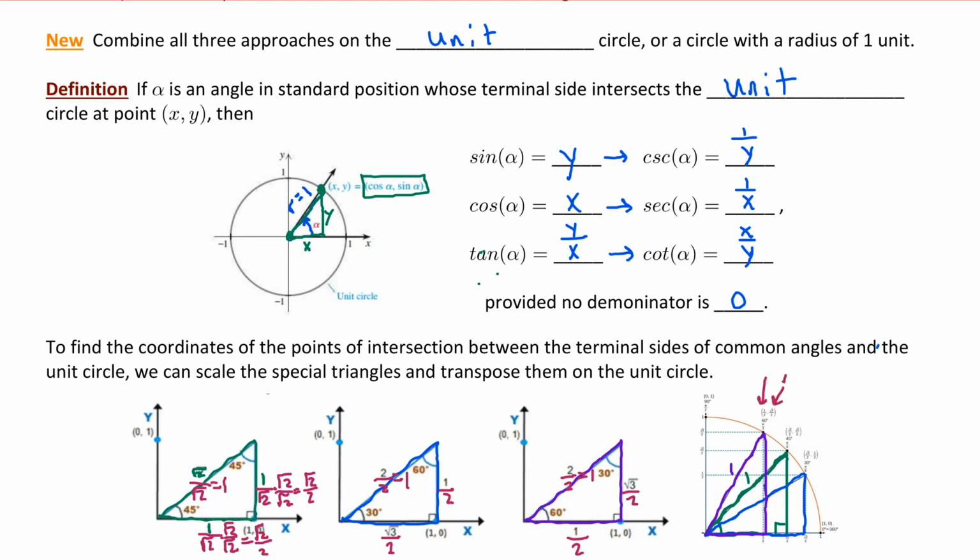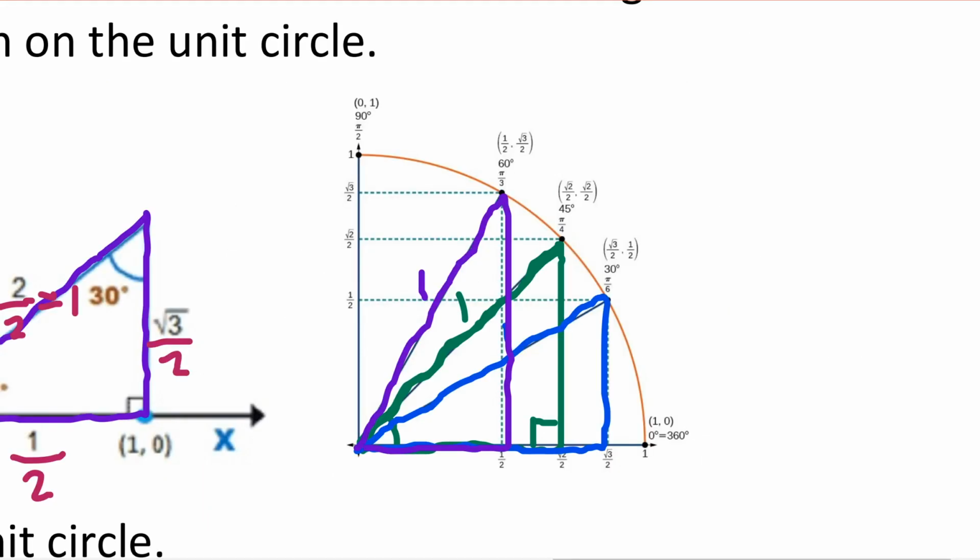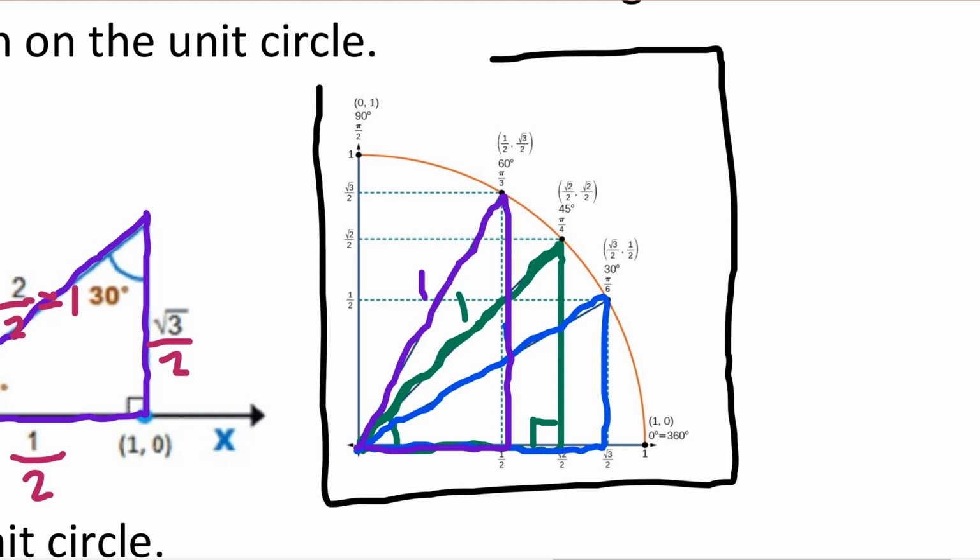Now let's look closely at this picture. This is an extremely important image, and I want you to memorize this image. This is fundamental for evaluating sine, cosine, and tangent, not just for the angles in Unit 1, but in combination with reference angles, we'll be able to use the information that we see here to find sine, cosine, and tangent for all of our common angles.